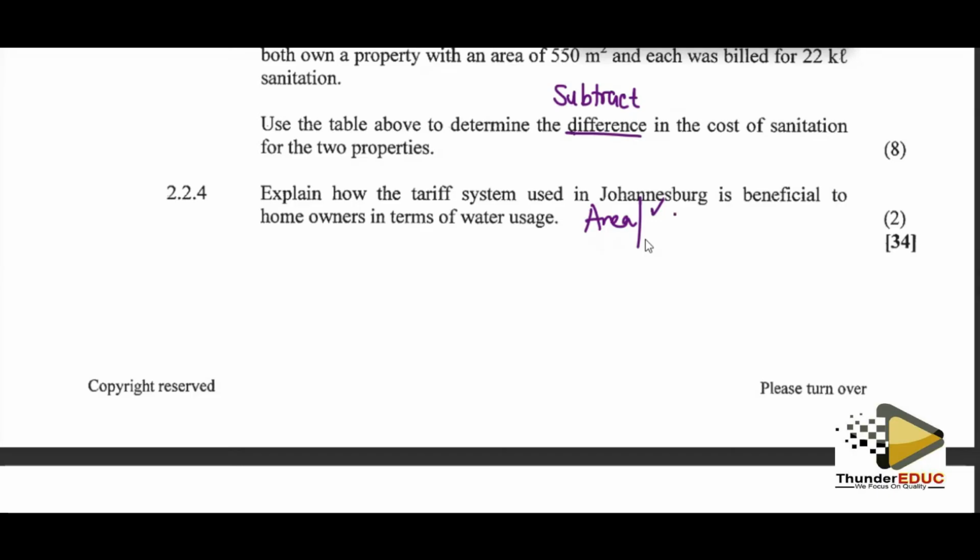It's constant. The price is the same. It does not change. It's constant, right? It does not change no matter how much water you use. So that's a beneficial part of it. The prices are based on the area, how much the house covers. We charge you according to that. Whether the water was too much or less, you pay the same amount. All right.